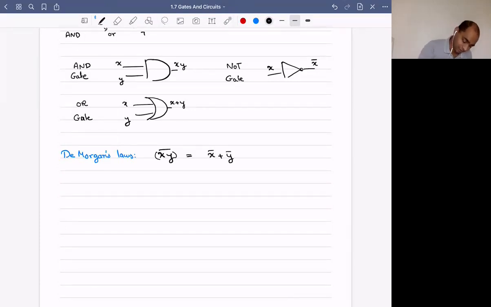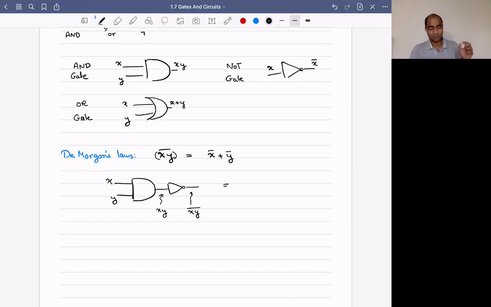So this will look like, let me do this carefully. So I'll start with x and y, and then I'll AND it, and then I will flip it. So here I'm creating xy, and here I'm creating x bar, xy bar. And De Morgan's law is saying that this is always equal to x bar and y bar, and then taking their OR.